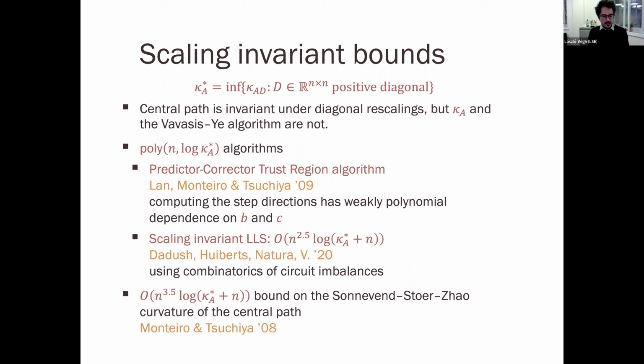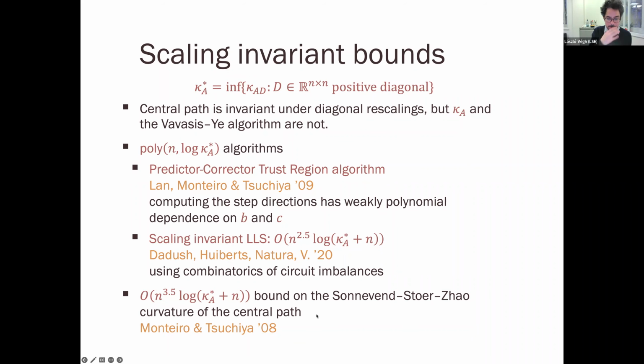It has, however, a caveat. Computing the update steps is much more complicated, and in fact, it depends on B and C, which means that even though the total number of interior point iterations only depends on this kappa star, the total arithmetic complexity, like B and C, creeps back in. And what we had in this earlier paper was a scaling invariant version of the original Vavasis-Ye method, which gets a kappa star dependence.